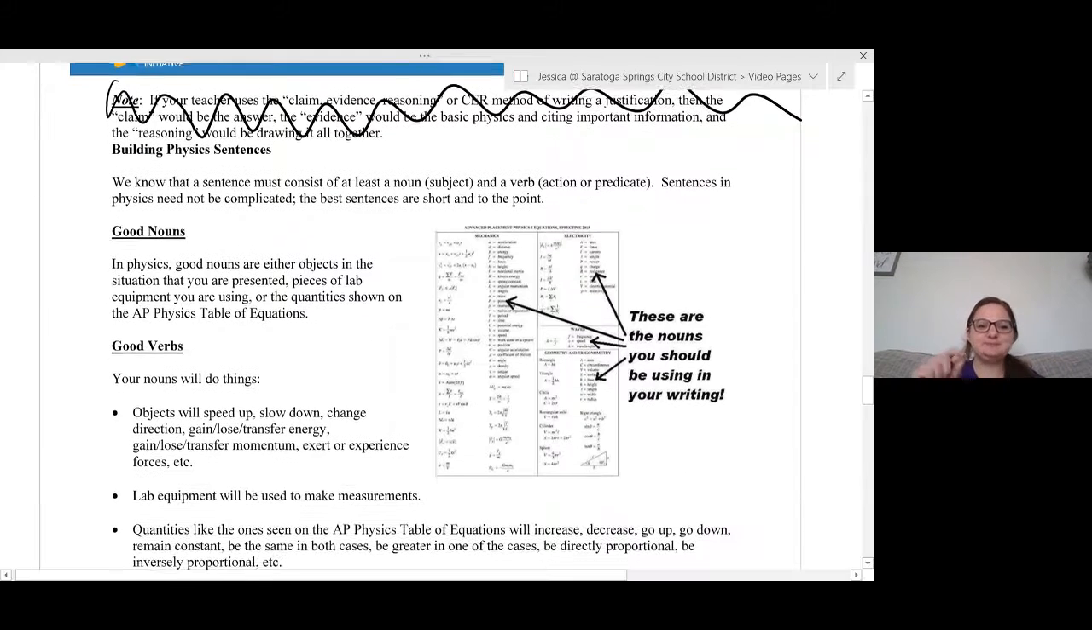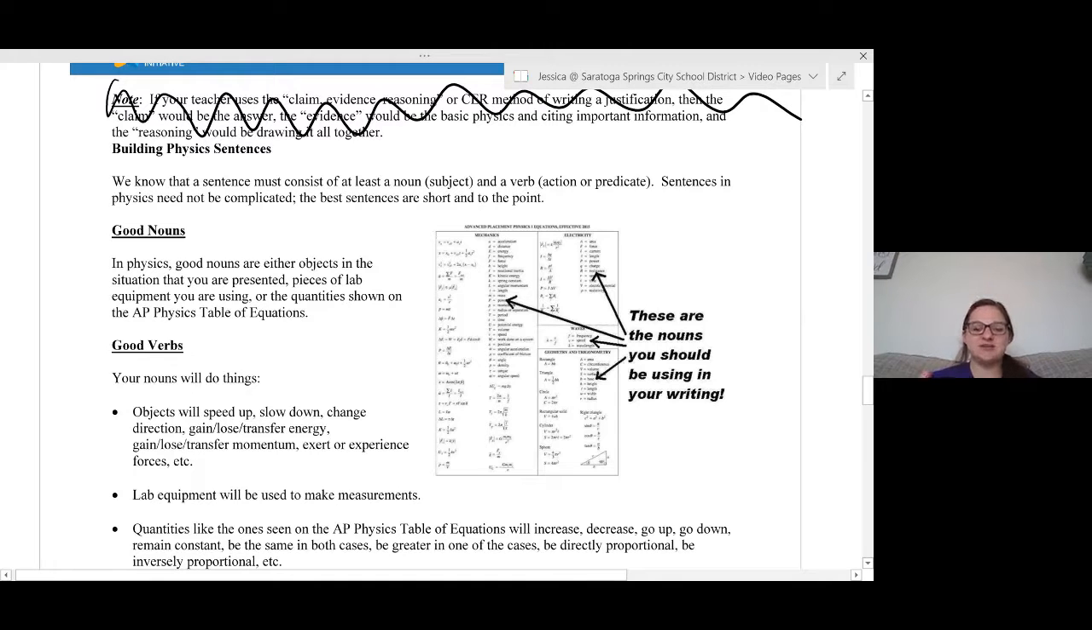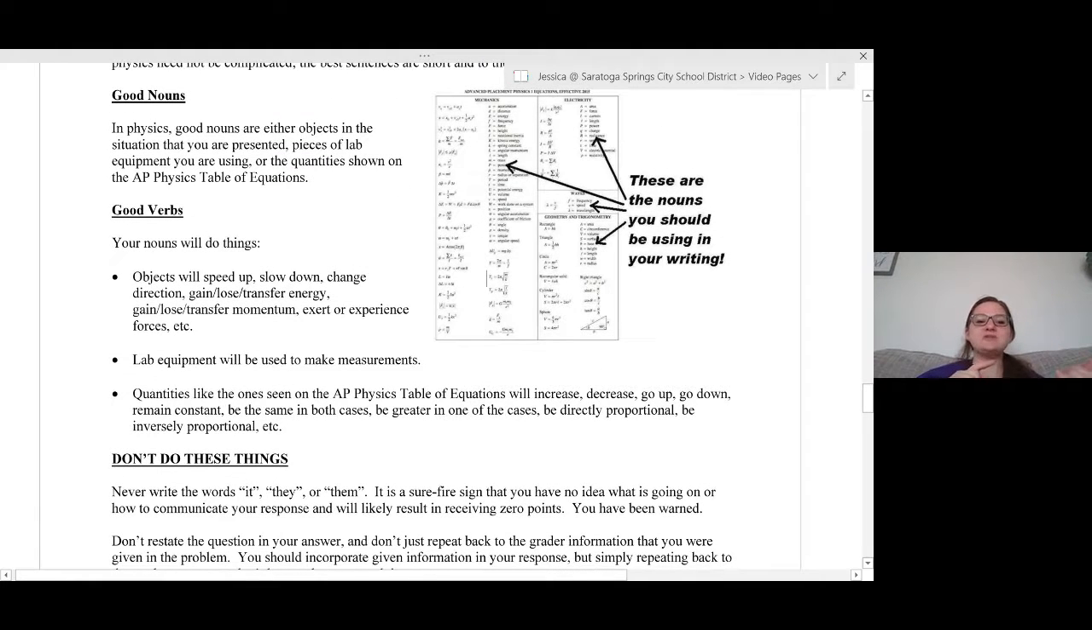So some good nouns. Good nouns are either objects in the situation you're presented with, pieces of lab equipment, or our quantities on our reference table. Okay. So those are your nouns: length, mass, speed, velocity, area, height, whatever. Okay, those are good nouns. "It" is not a good noun. "Them" is not a good noun. Okay? Be specific. Okay, so your nouns are going to do things. Your nouns are going to speed up. You're going to slow down. You're going to change direction, gain, transfer, lose energy, gain, lose, transfer momentum, exert or experience forces, and so on.